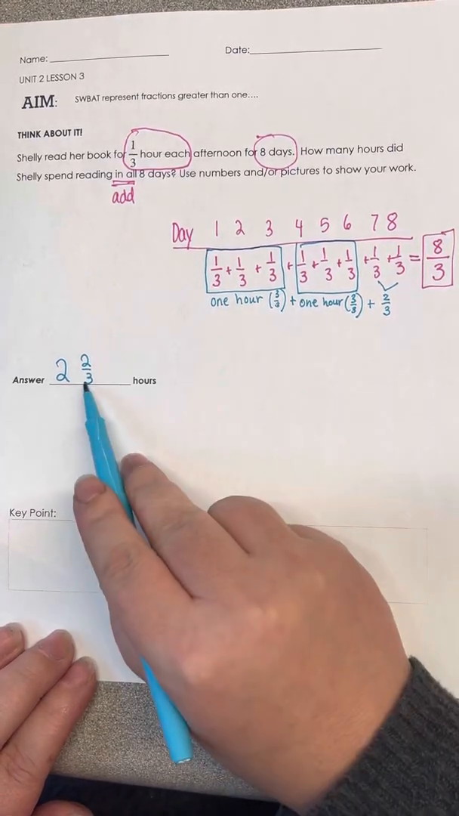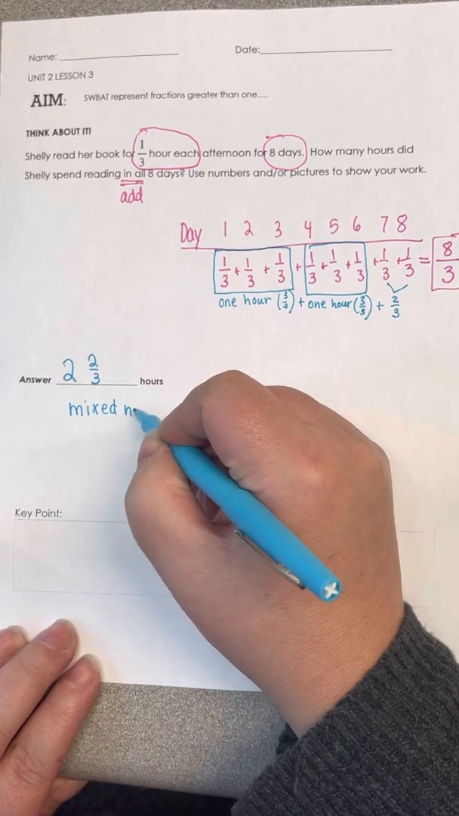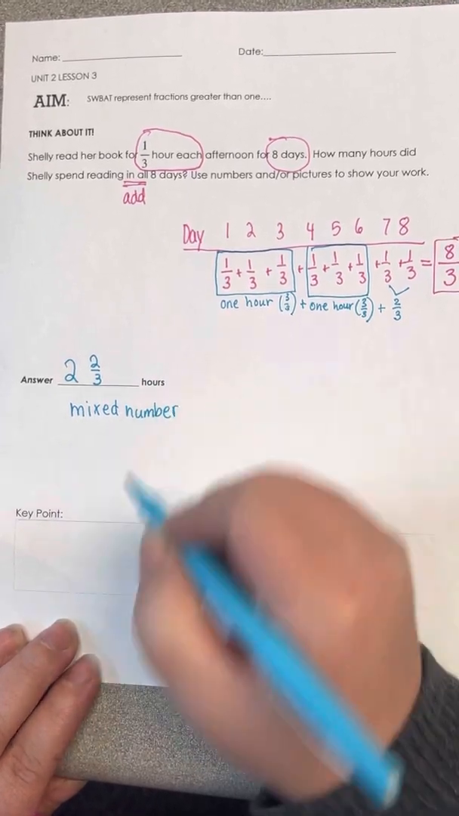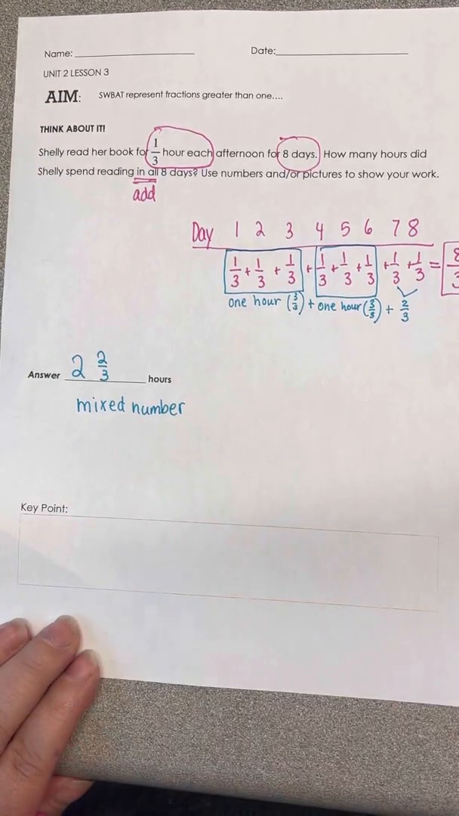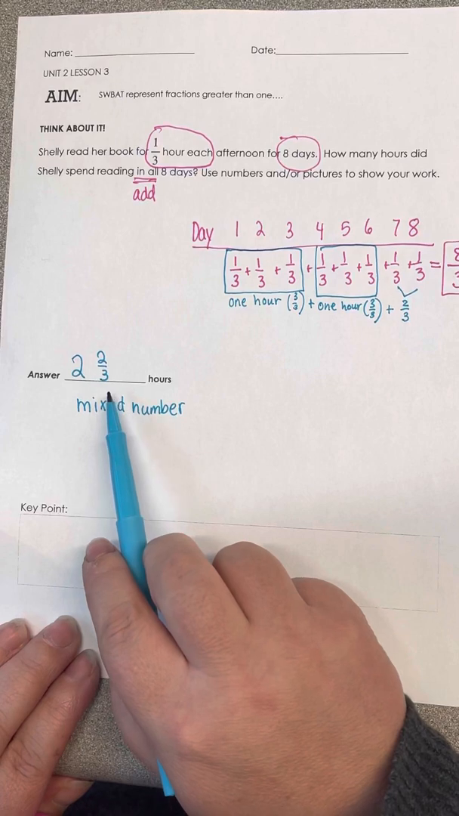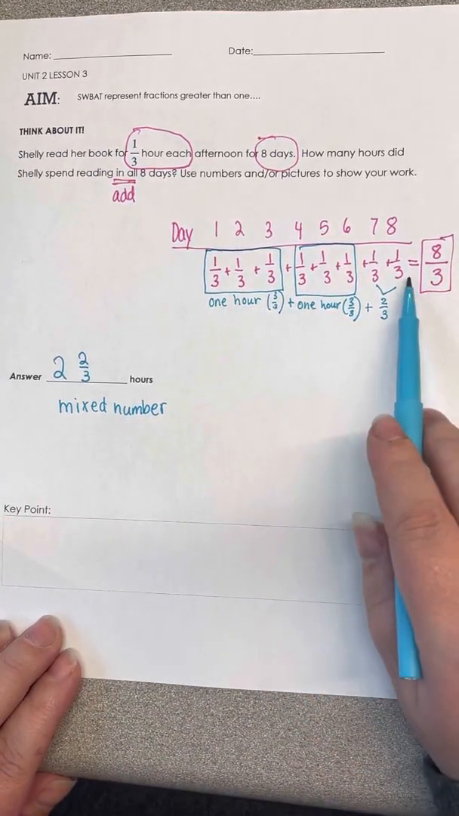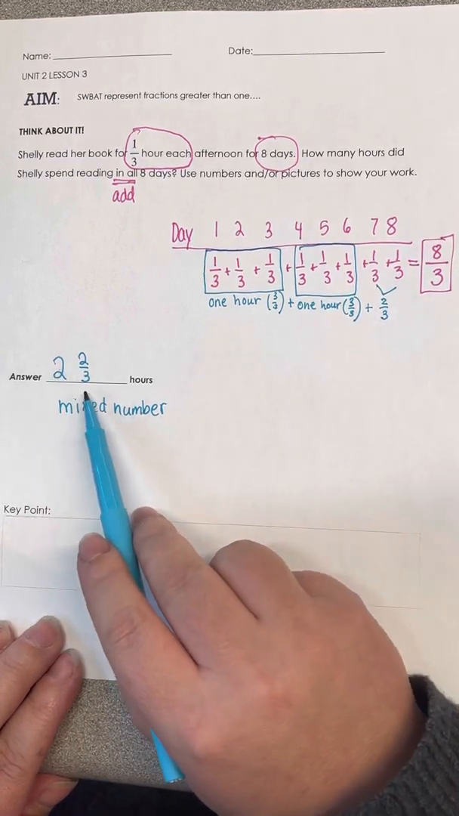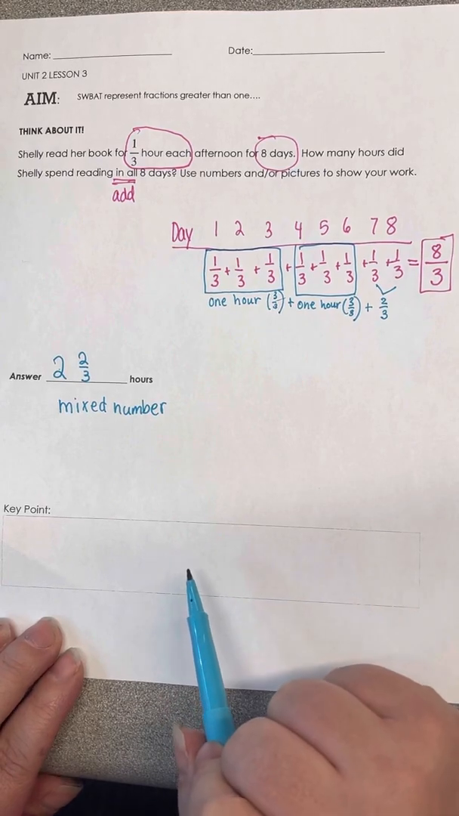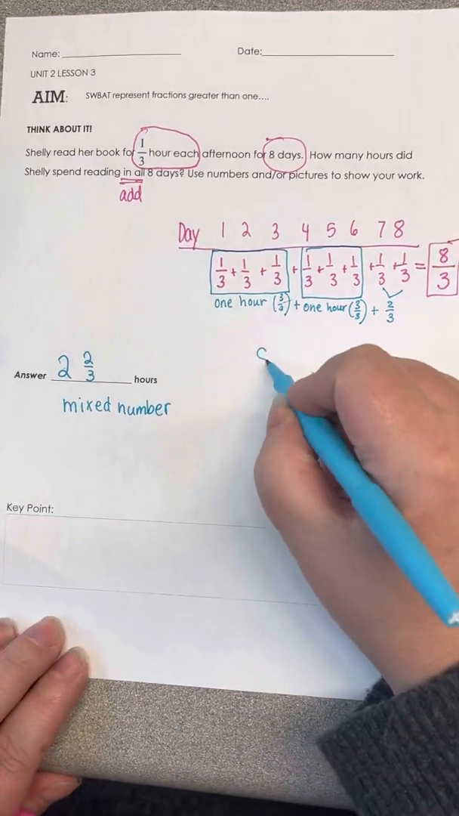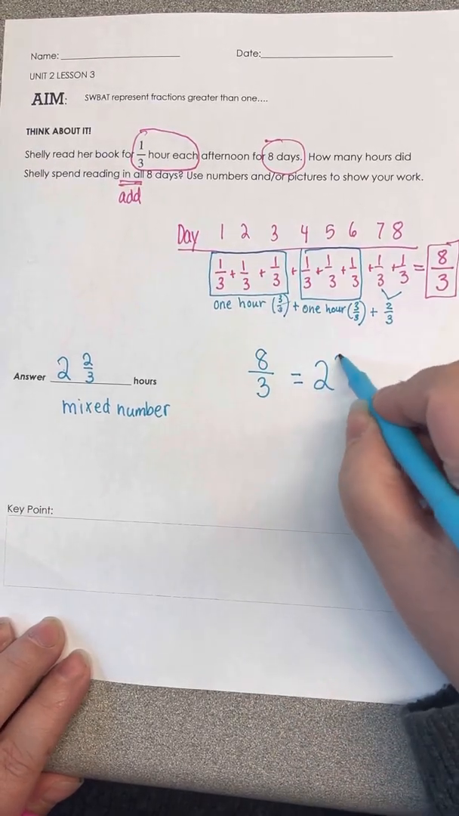2 and 2/3 is called a mixed number. The reason this is called a mixed number is because it has a whole number and a fraction. So anytime we're working with a mixed number, we're working with a whole number and a fraction. Now we had 8/3, which is still correct. And we had 2 and 2/3 when we broke it down a little differently and grouped together to make wholes. So 8/3 is the same thing as saying 2 and 2/3.